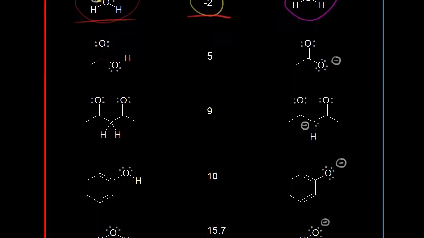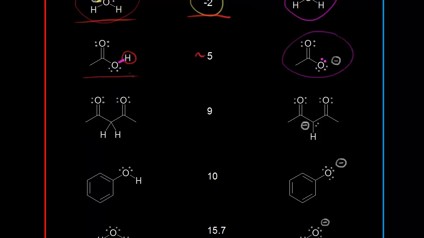So next, let's look at acetic acid. So this compound right here, here's the acidic proton on acetic acid, and that proton has a pKa value of approximately 5. So if a base takes that proton, these electrons are left behind on the oxygen, which give that oxygen a -1 formal charge. So the acetate anion is the conjugate base to acetic acid.